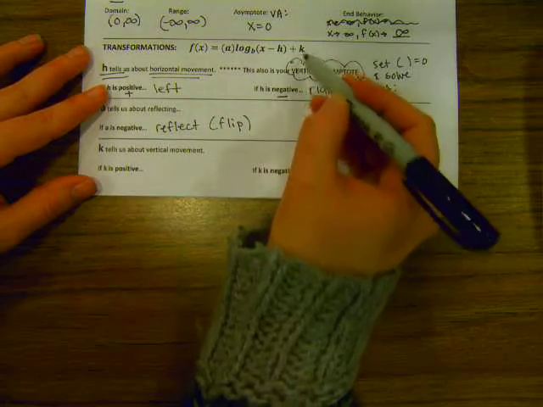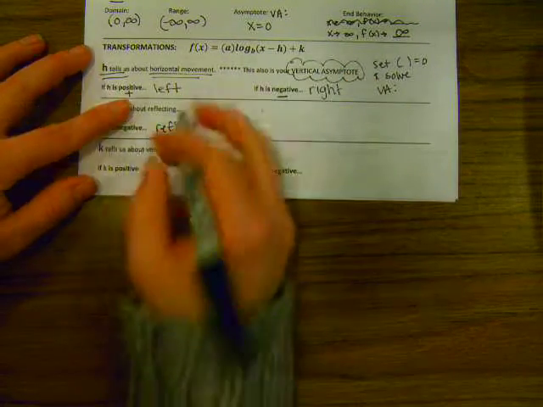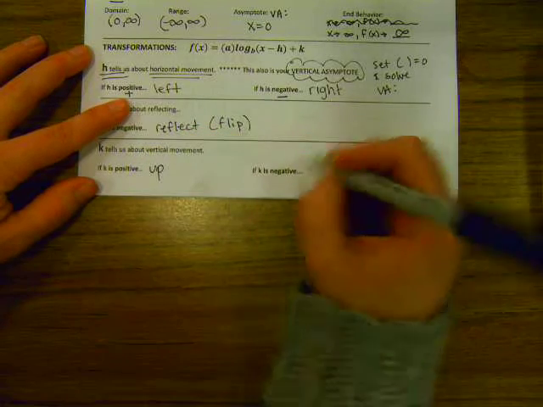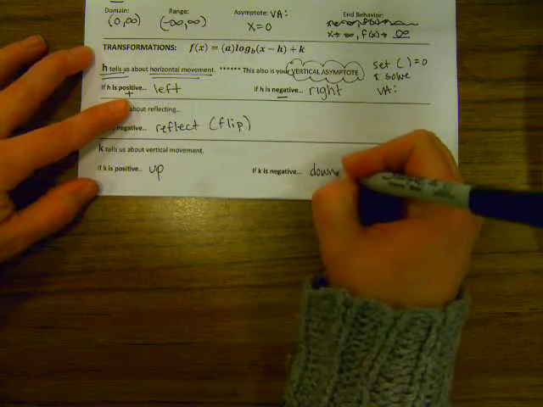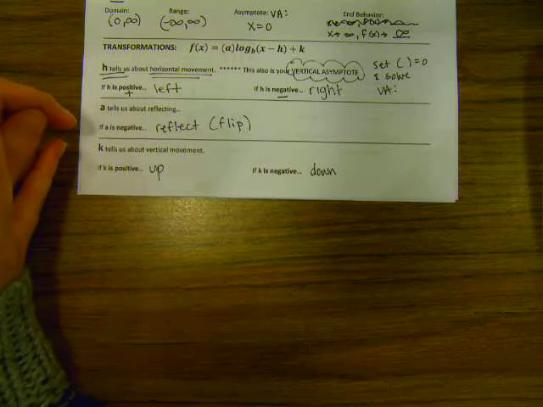And K, the last guy, remember, if K is positive, it means it moves up. If K is negative, it means it moves down. So we're going to practice these shifts first and talk about the pieces of the graph and key features. So let's turn the page.